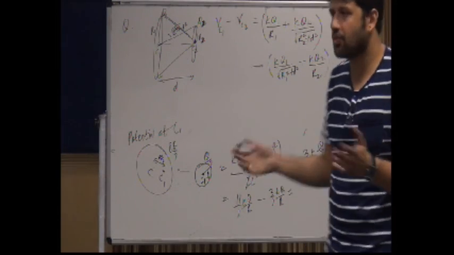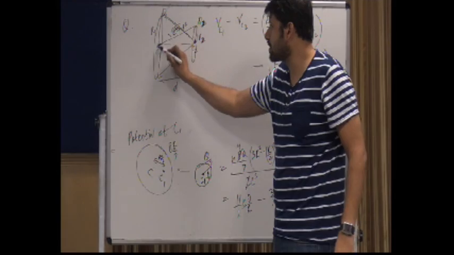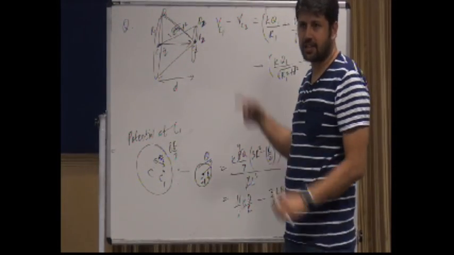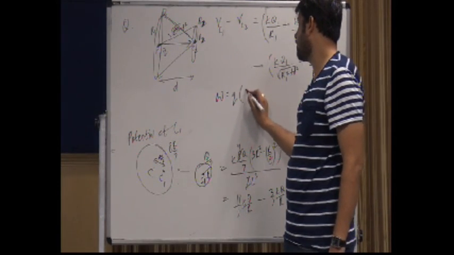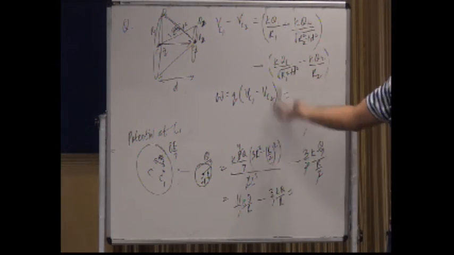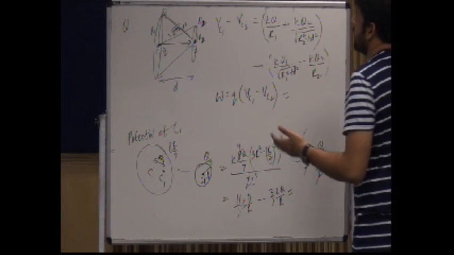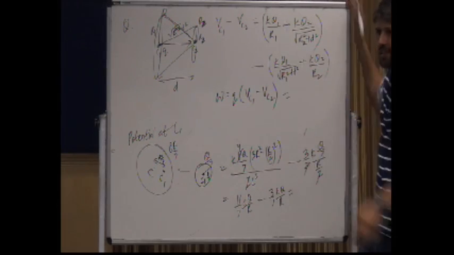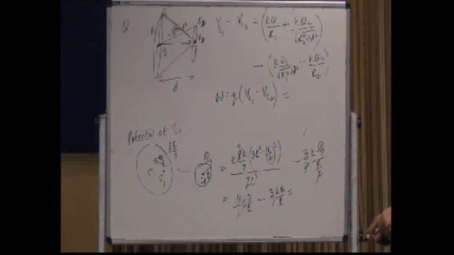The question asked was this: how much work would be done to take charge Q from here to here? So you already know that work done would be the potential difference multiplied by Q. You find this, multiply it with Q and get the answer. This was the question asked in the first class, but the potential topic has come just now. I couldn't discuss that at that point of time when you were not ready.